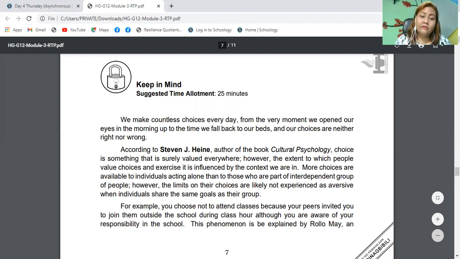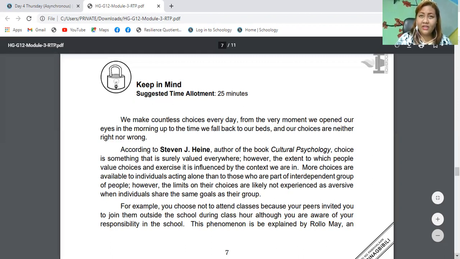So more choices are available to individuals acting alone. Do you also know that if you are part of a group, and for example, you have friends who do not want to attend classes, and then they tell you, oh, let's not attend, or let's skip the class, right? Maybe you're going to be with them and be like them, because acting as a group is different from acting individually, because your choices would be your own choice, right?